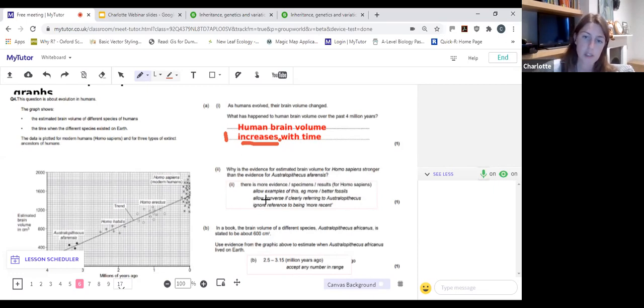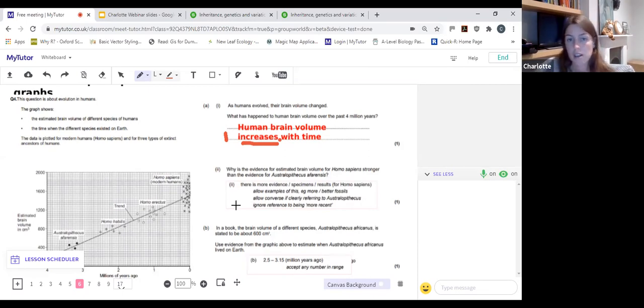Then they've got some notes. Allow examples of this, e.g. more/better fossils. Allow converse if clearly referring to Australopithecus. So you could say that there's less evidence for Australopithecus rather than more evidence for Homo sapiens. And ignore reference to being more recent.